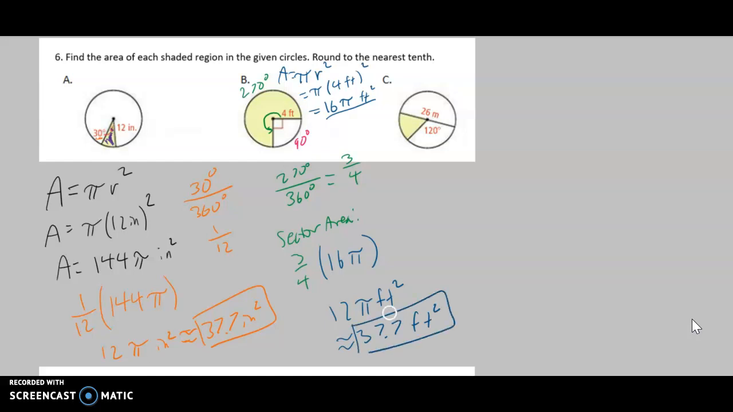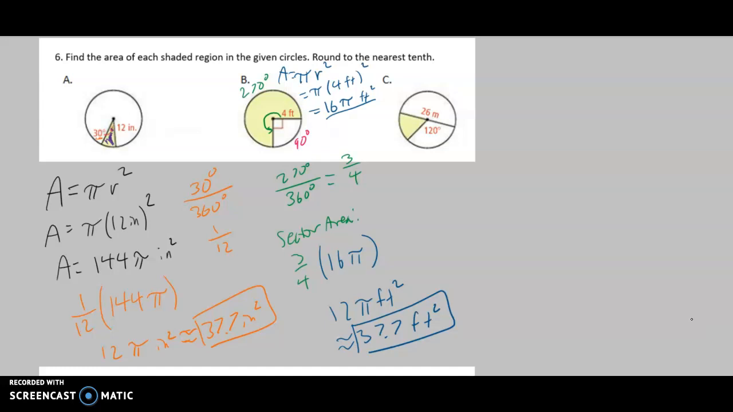So don't let that confuse you. This is just purely a coincidence that these two questions had the same numerical answer. These are two completely different circles with two completely different sectors. It just so happened that the numbers worked out that we ended up with the same numerical answer, but there's no relationship between those two that would always be the case or anything like that. So don't try to look for a pattern in there. That was just a coincidence.